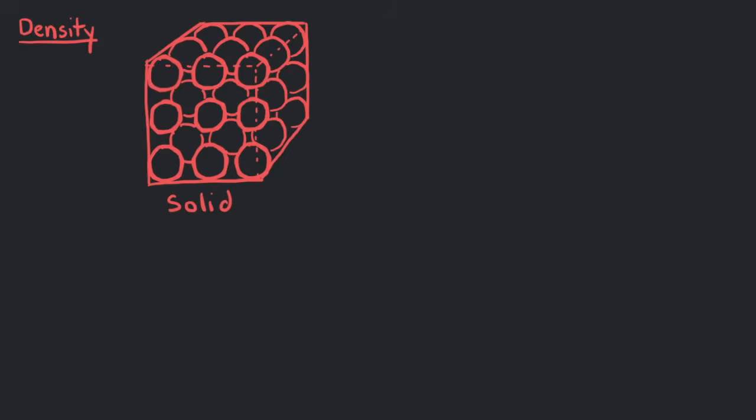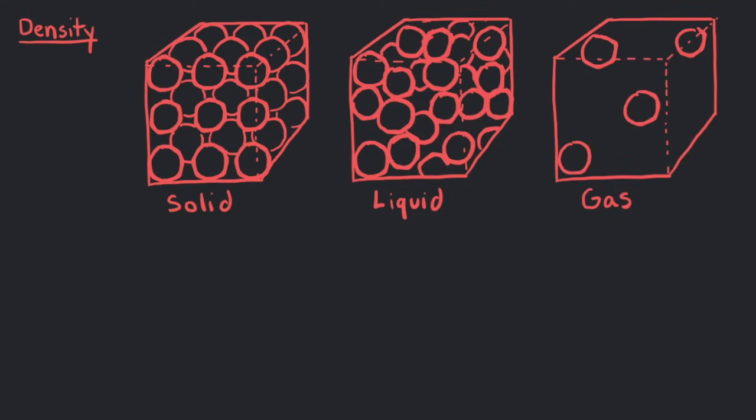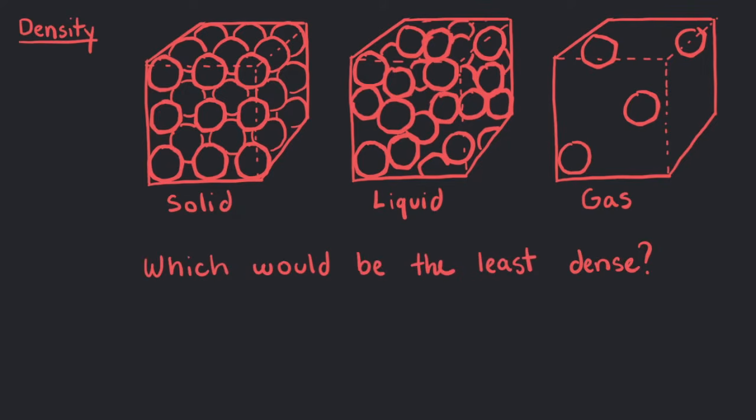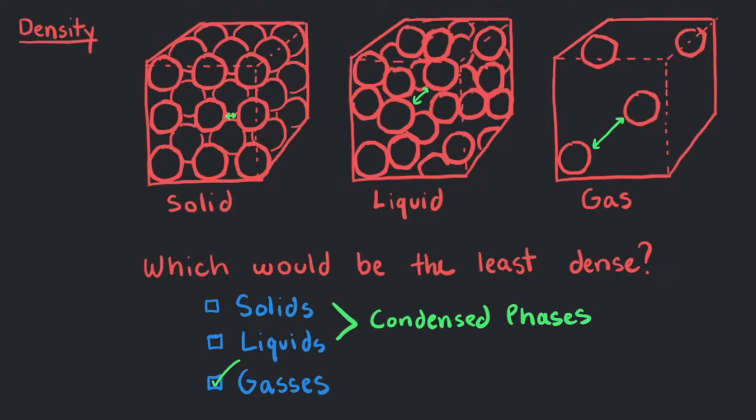If solids, liquids, and gases looked like the following with their particles, which would be the least dense? Yes, gases are the least dense because the particles are not very close together compared to liquids and solids in the same amount of volume. Liquids and solids are called condensed phases, since they are dense and have their particles tightly packed near each other.